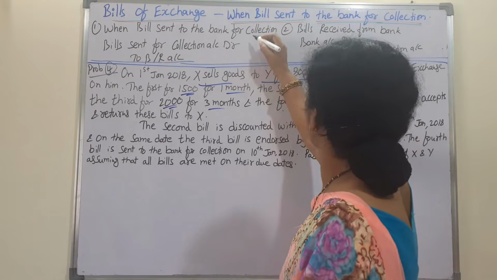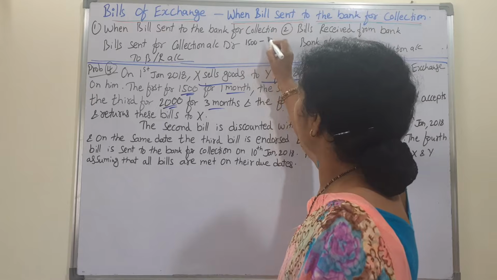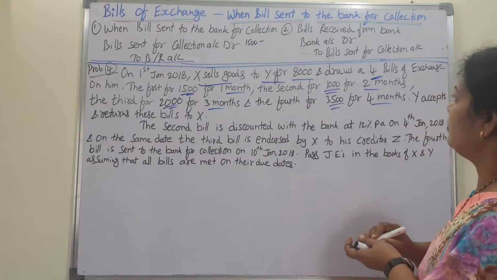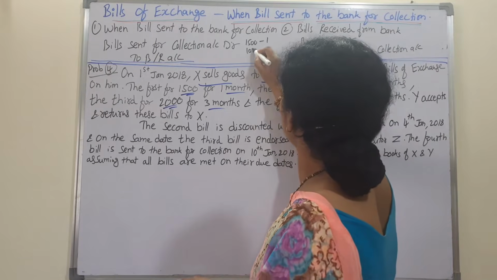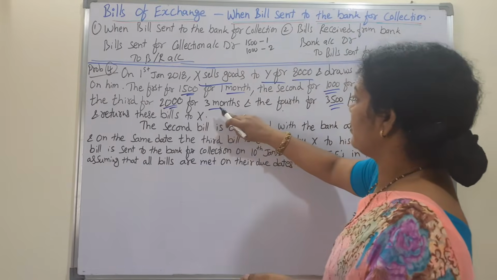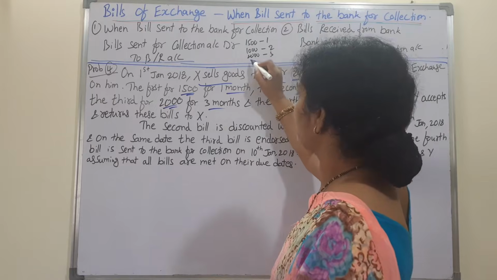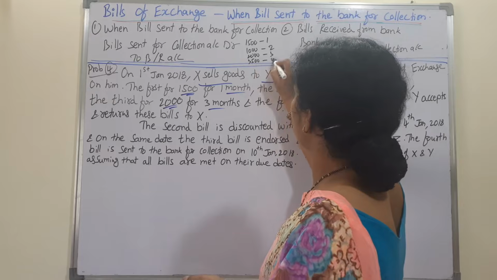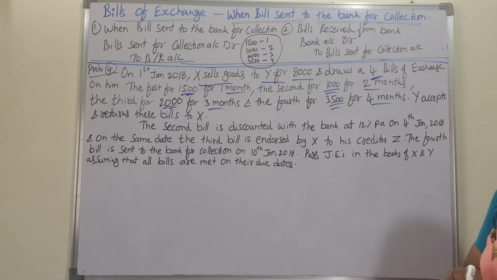First bill 1500, for 1 month. Second bill 1000, for 2 months. Third bill 2000, for 3 months. Fourth bill 3500, for 4 months. Remember it, it will be easy for us to calculate.